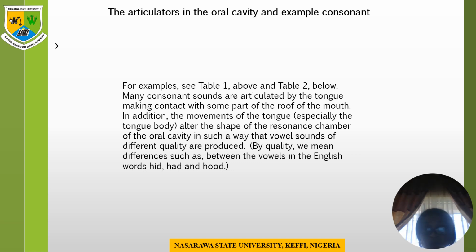For example, see Table 1 above and Table 2 below. Many consonant sounds are articulated by the tongue making contact with some part of the roof of the mouth. In addition, the movements of the tongue, especially the tongue body, alter the shape of the resonance chamber of the oral cavity in such a way that vowel sounds of different quality are produced. By quality, we mean differences such as between the vowels in the English words hit, head, and hood.